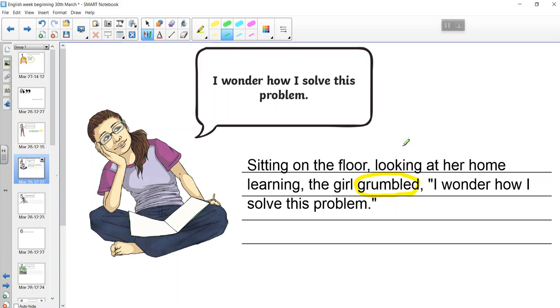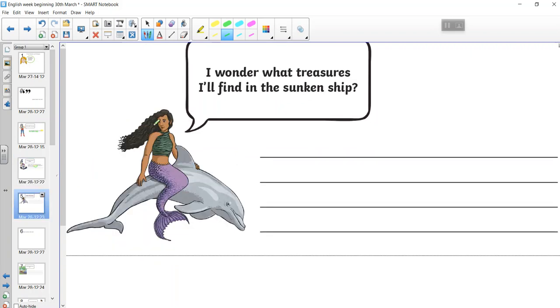We've got a comma to introduce the inverted commas, and then the inverted commas at the beginning of the speech, and the inverted commas at the end of the direct speech. The sentence punctuation stays the same. Capital letter, full stop. And once again, there is no full stop outside the speech. Let's have a look at one more example.